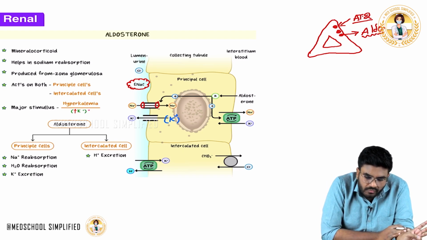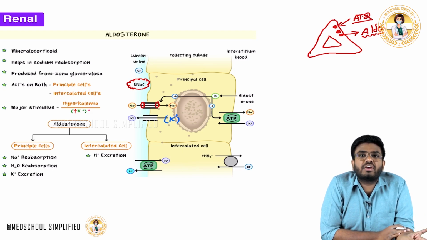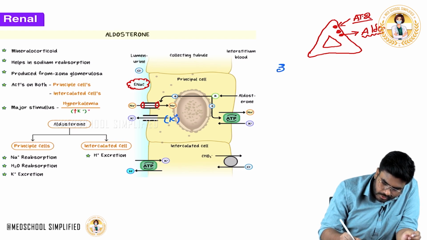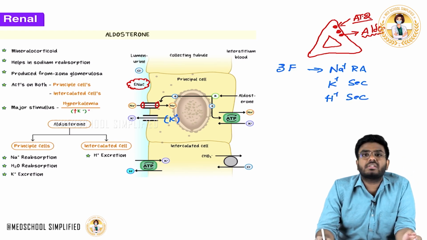So what are the three important functions? Even in your sleep you should know this. Aldosterone has three functions. What are the three functions? Let me write it down here. Sodium reabsorption, potassium secretion, proton secretion. These are the three functions.